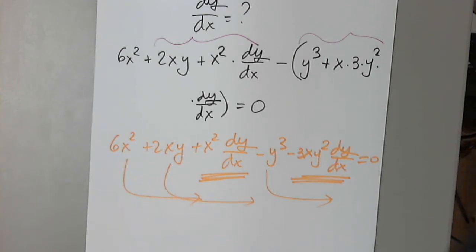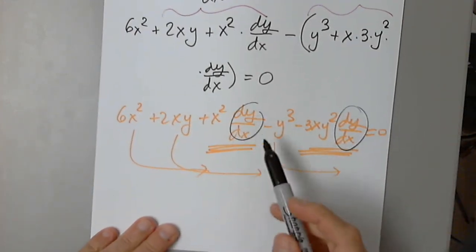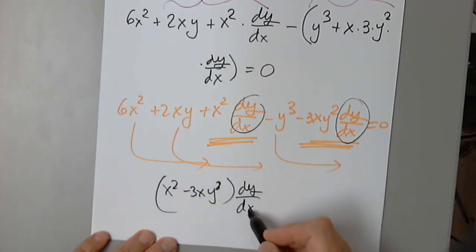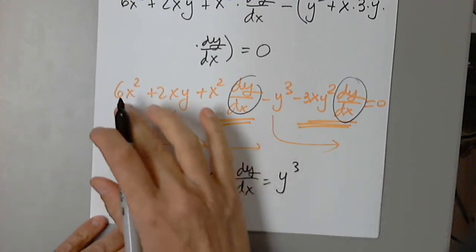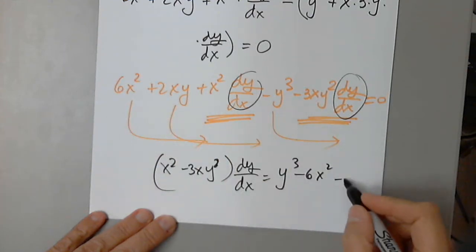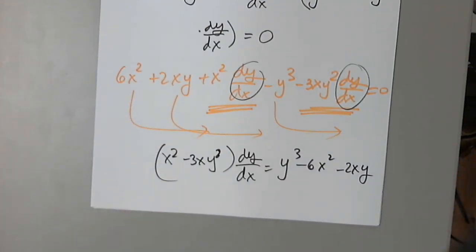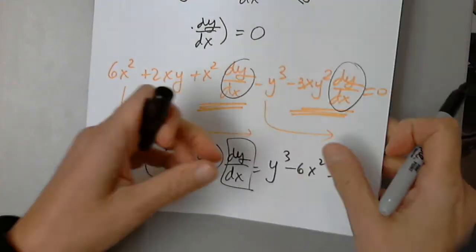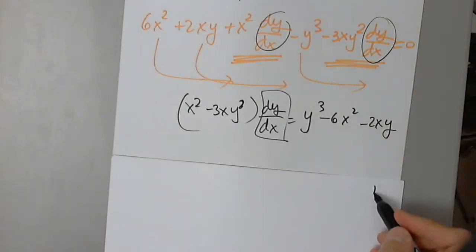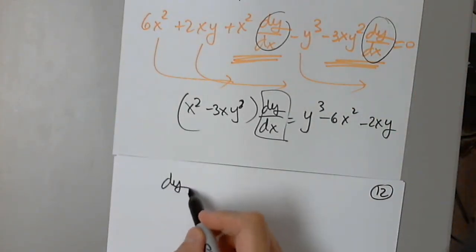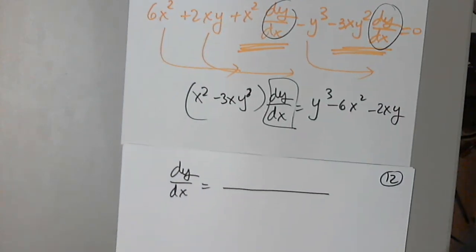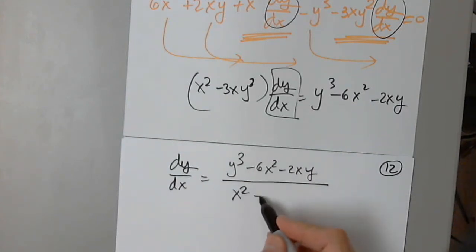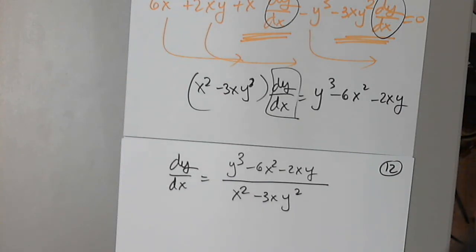Okay, so then I will factor out dy over dx. So x squared minus 3xy squared, times dy over dx. And then I move y cubed to the other side. I move negative 6x squared and I move negative 2xy. And now I'm ready to solve for dy over dx. Are we ready? So dy over dx equals y cubed minus 6x squared minus 2xy over x squared minus 3xy squared.